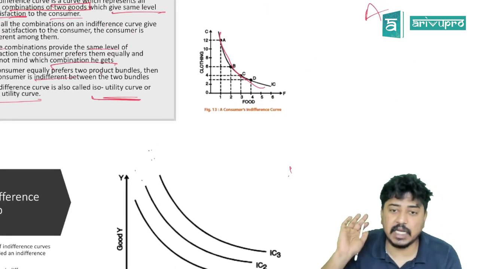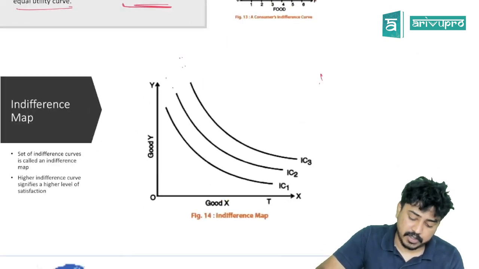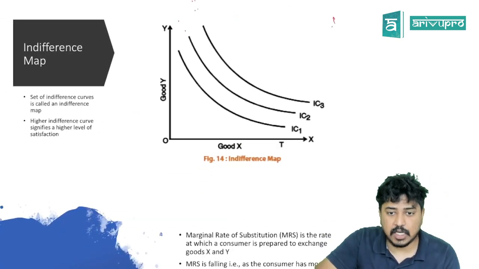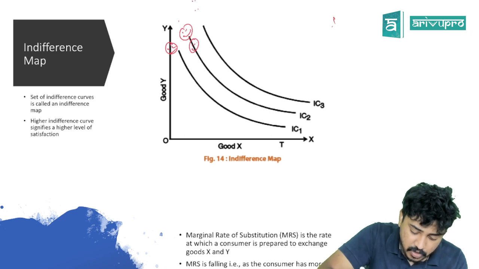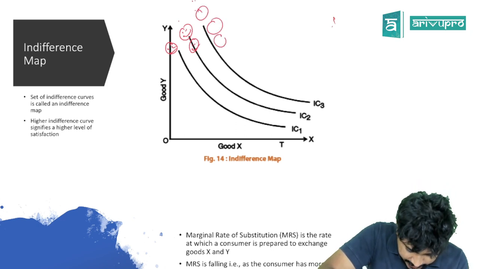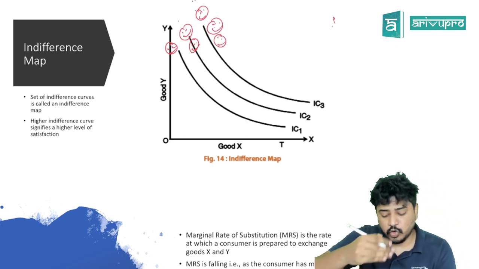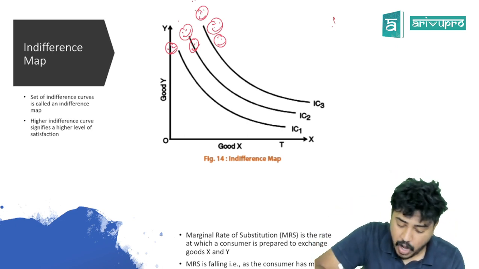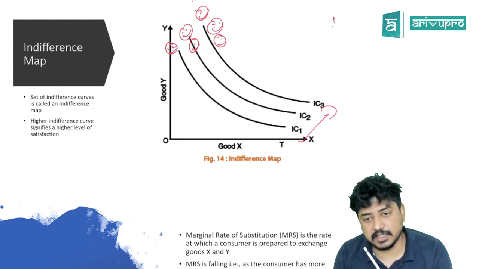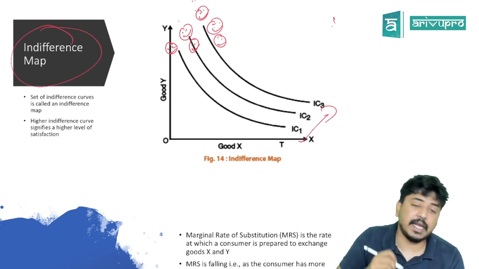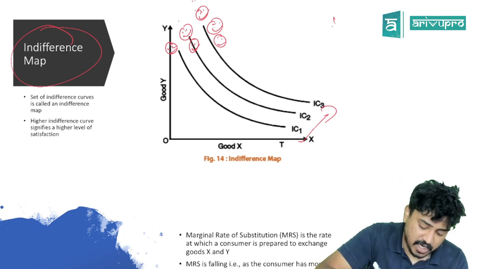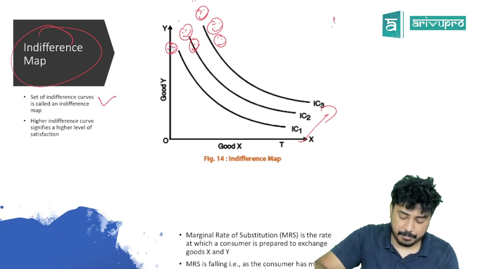Now this is one indifference curve, right? But there can be many indifference curves, right? Let us say this gives you happiness of this much. This can give you happiness of more than that, right? This can give you more satisfaction, right? So you rank it on preference. So higher the indifference curve, higher the satisfaction. So a group of indifference curves, we call it what? Indifference map, right? We call it an indifference map, right?